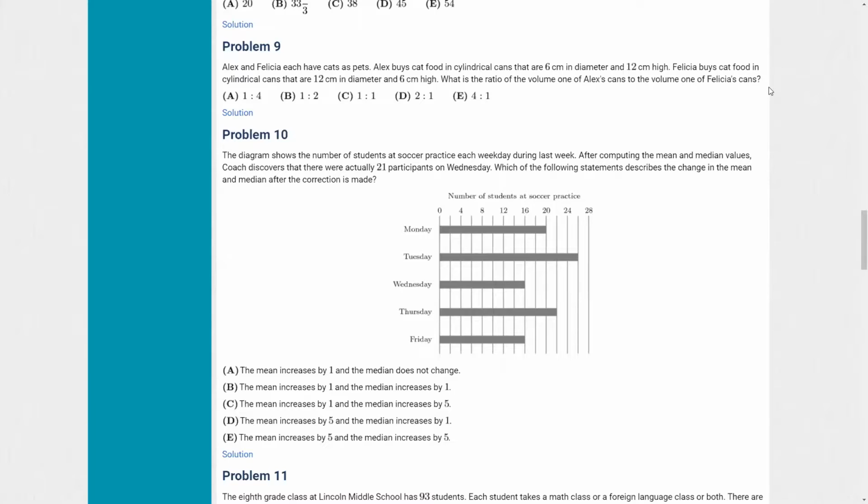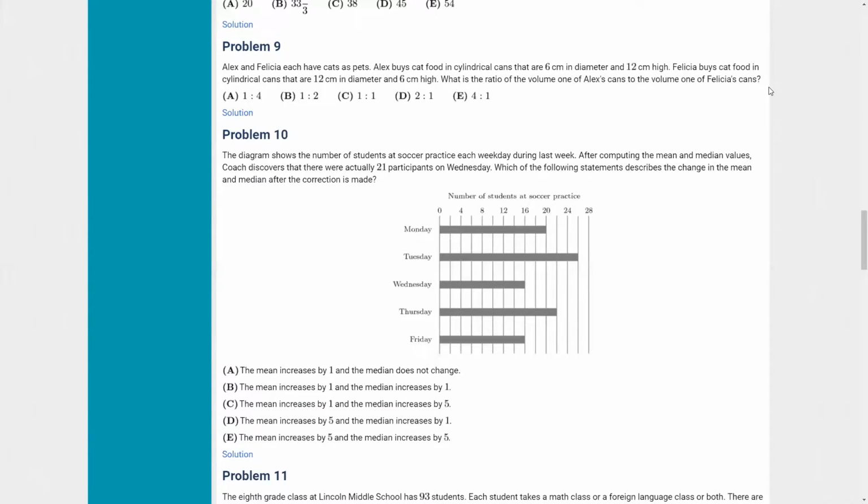Looking at problem number 9. Alex and Felicia each have cats as pets. Alex buys cat food in cylindrical cans that are 6 centimeters in diameter and 12 centimeters high. Felicia buys cat food in cylindrical cans that are 12 centimeters in diameter and 6 centimeters high. What is the ratio of the volume of one of Alex's cans to the volume of one of Felicia's cans?